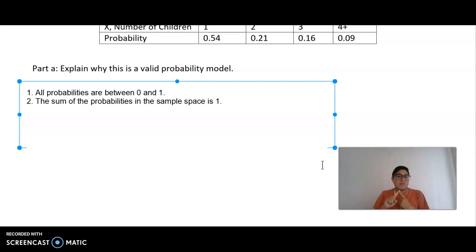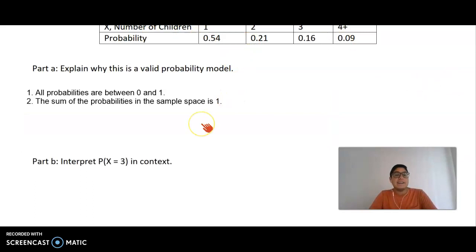If I add 54 plus 21, that brings me up to 75, plus 16 is 91, plus 9 is 100%. The sum of the probabilities in the sample space adds up to 1, and each of these probabilities is between 0 and 1. So this is a valid probability model.